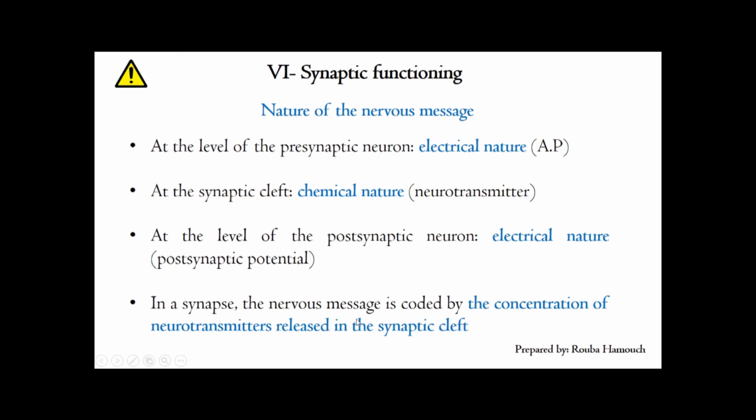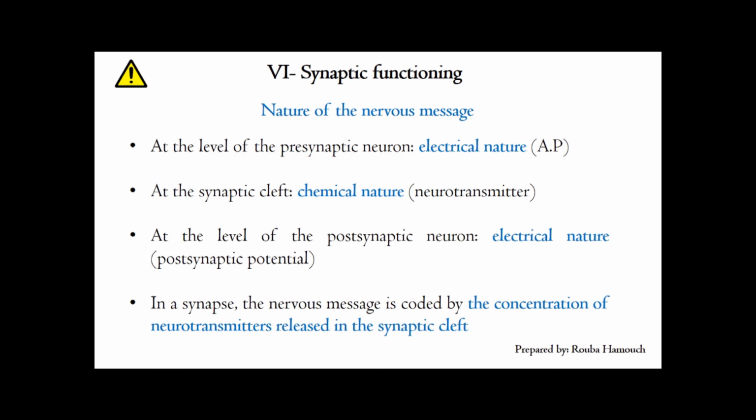In the synapse, when the intensity of stimulation increases, the action potentials in the presynaptic neuron increase in number. So the concentration of the neurotransmitters released in the synaptic cleft also increases, leading to the increase in the frequency of action potentials created in the postsynaptic neuron. So the nervous message in a synapse is coded by the concentration, the amount of neurotransmitters released in the synaptic cleft. Hope you study this document.